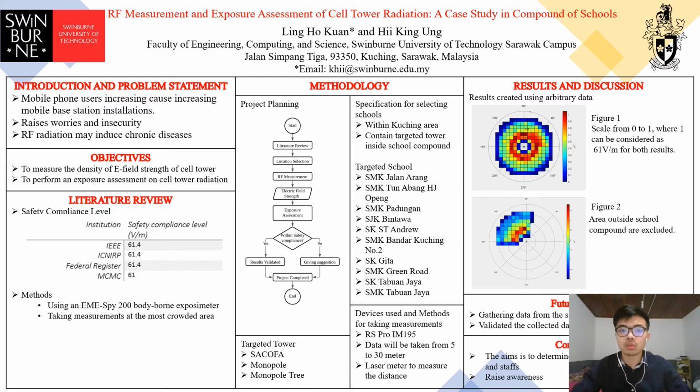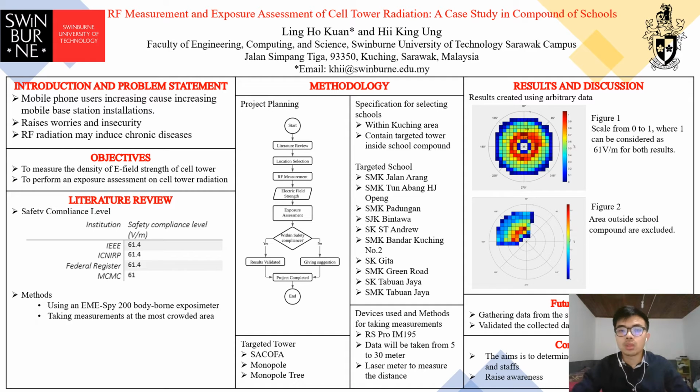Moving on to the methodology. The flow of my project planning is shown in this flow chart, starting with literature review, location selection, RF measurement, exposure assessment, and result validation. The cell towers located in the Kuching area are mostly built by the company Sakova. The targeted tower will be a monopole antenna or monopole 3 antenna. The height of the tower can vary from 24 to 45 meters. All the details can be found on the Sakova website.